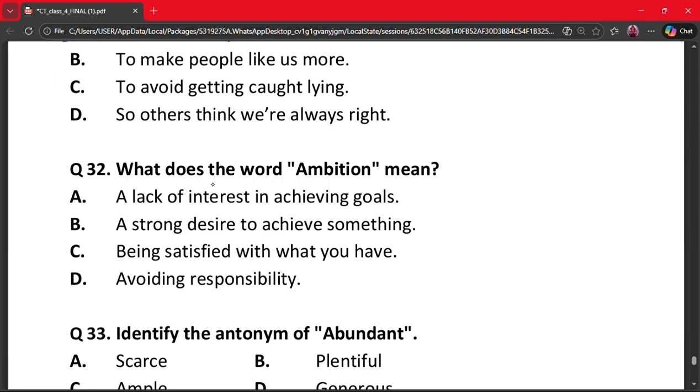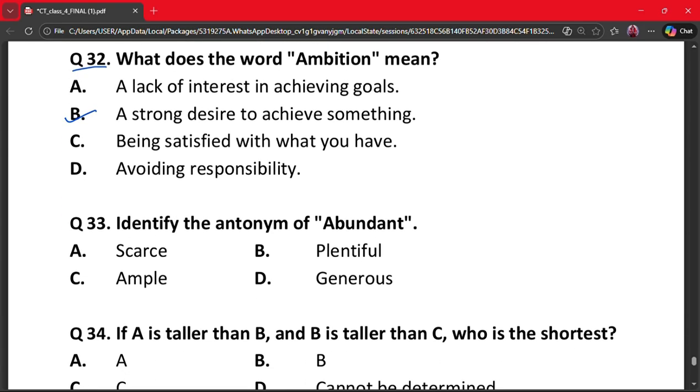Our next question is question number 32. What does the word ambition mean? A, a lack of interest in achieving goals. B, a strong desire to achieve something. C, being satisfied with what you have. And D, avoiding responsibility. The correct answer is option B. Ambition means strong motivation. It pushes people to achieve goals. So the correct answer is option B.